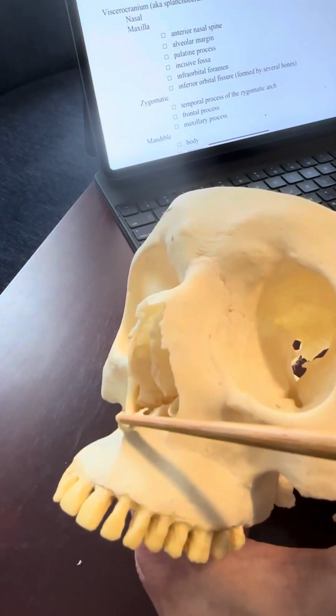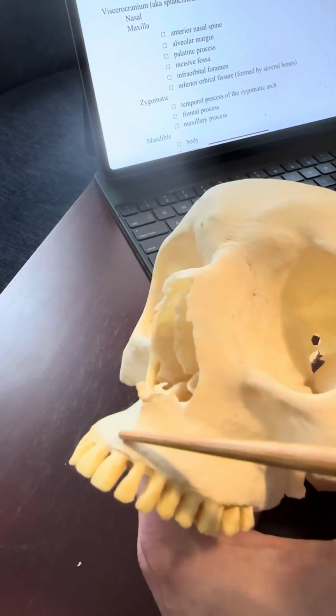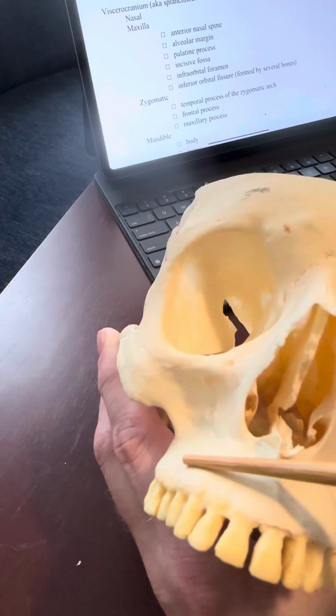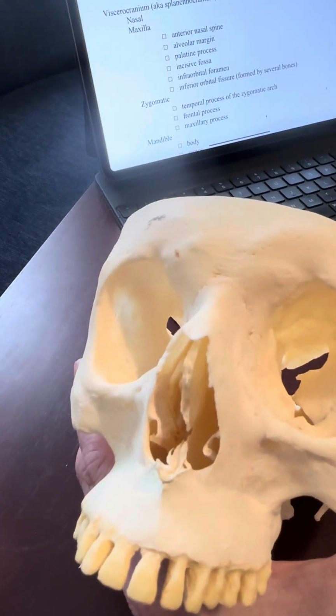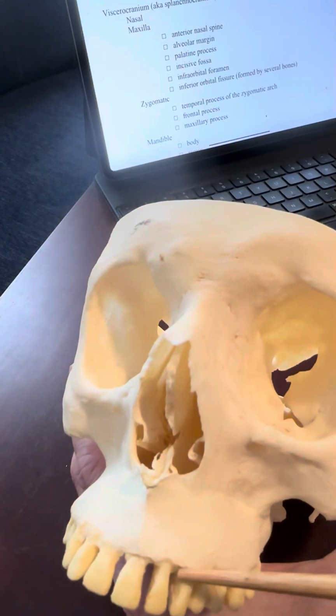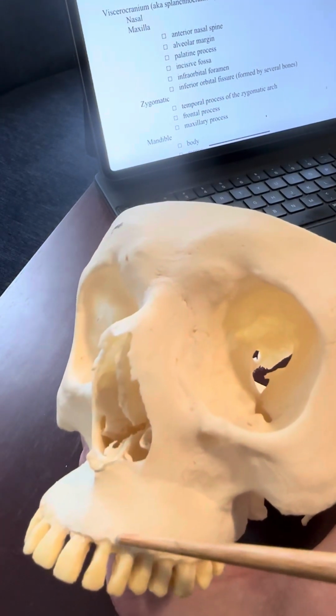Anterior nasal spine. This wavy ridge right there of the gum line going all the way around, that's called the alveolar margin. That's the alveolar margin of the maxilla. So this is your alveolar margin. Anterior nasal spine, alveolar margin.